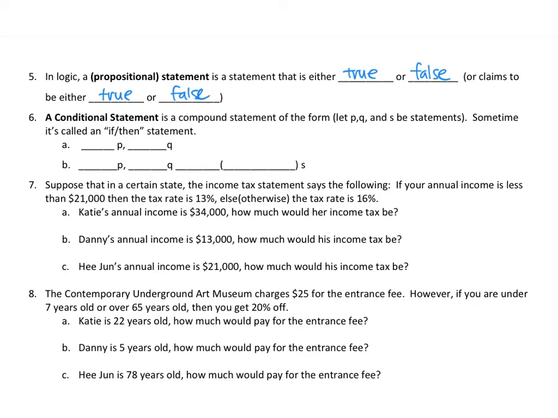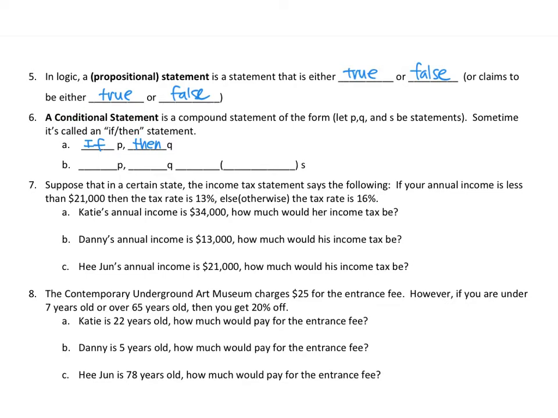A conditional statement is a compound statement of the form if-then. Sometimes it's called an if-then statement. I'm going to say conditional statement, but if-then statement is the more common way of describing it. So if some statement P, then some other statement Q. That means if you satisfy the condition, then you're guaranteed admission to school, whatever, right? If you take out the trash, then you can have your ice cream. In real life, we use this if-then statement a lot, and those kinds of statements are called conditional statements.